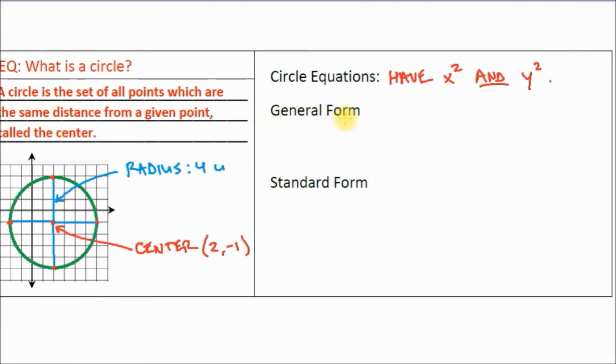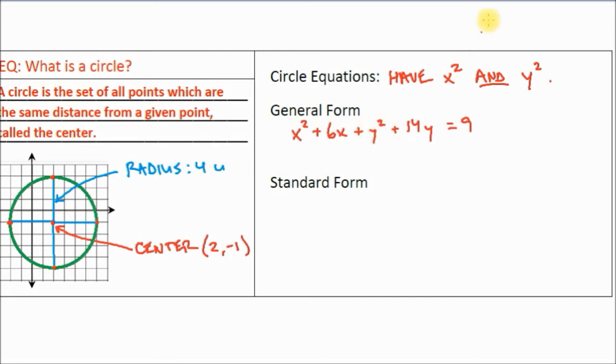Now the general form of a circle looks like this. It gets kind of messy. I'll give you an example of a general form equation for a circle. x squared plus 6x plus y squared plus 14y equals 9. And you can see we've got an x squared term and a y squared term. And this is actually going to form a circle. If we plug in x's and y's, you'll actually get a circle with this equation.